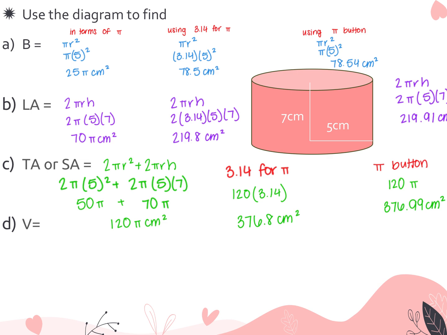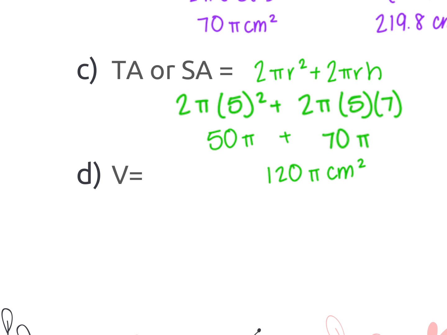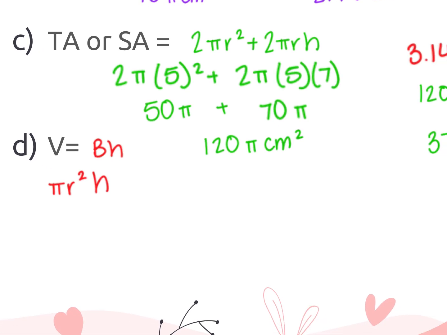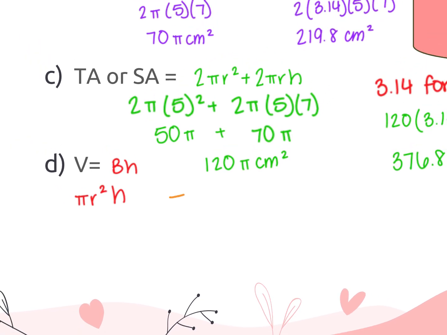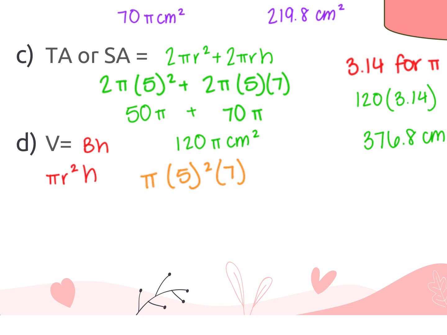The last one's asking for volume. Formula for volume is capital B times H. So it's my base area times my height. Could also be represented as pi r squared times height. Plugging in, I have in terms of pi, my radius is 5 squared times my height, which is 7. 5 squared gives me 25 times 7 is 175 pi centimeters cubed, because volume is cubed.